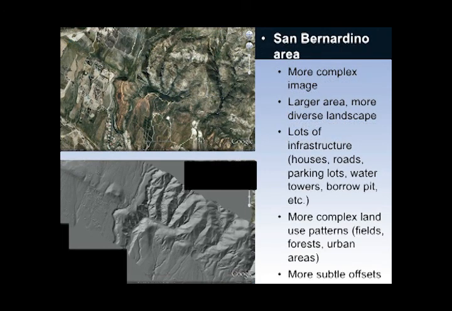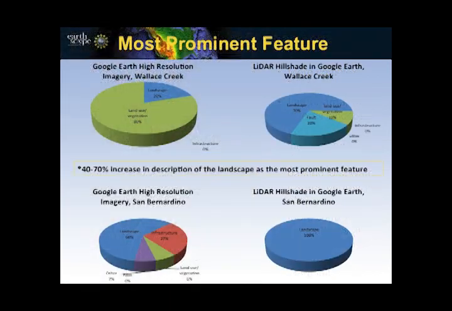Also, we used this area in San Bernardino County in California that's a lot more complex in the aerial photography. It's really hard to see the scarp that you see here in the LIDAR. There's much more landscape, and there's lots of infrastructure, roads, and other various lineations, et cetera, that are complicated. And we decided to see if students could identify things.